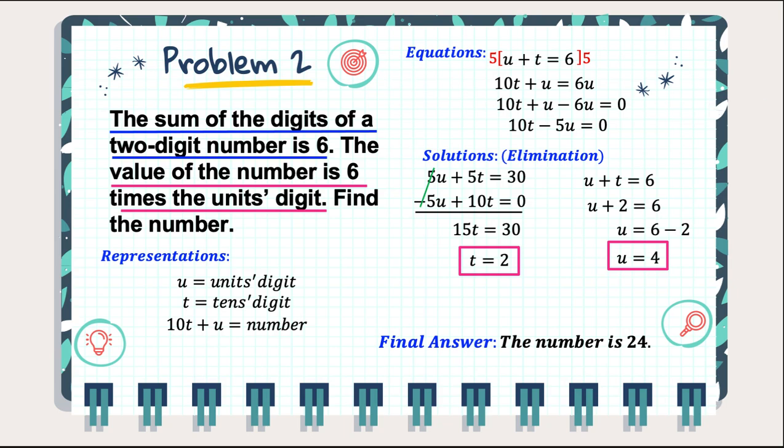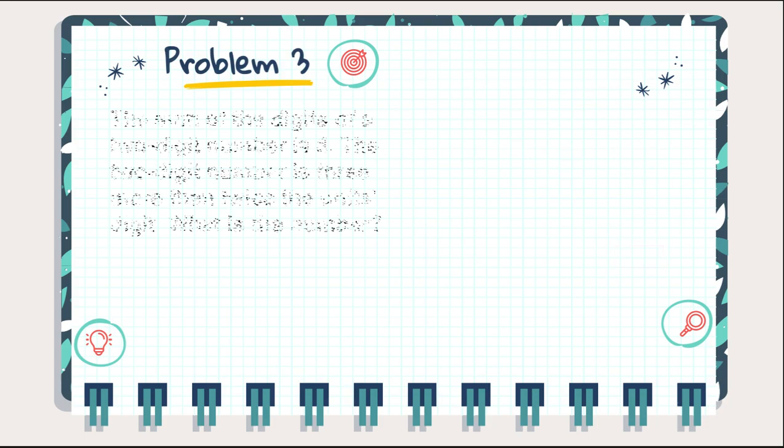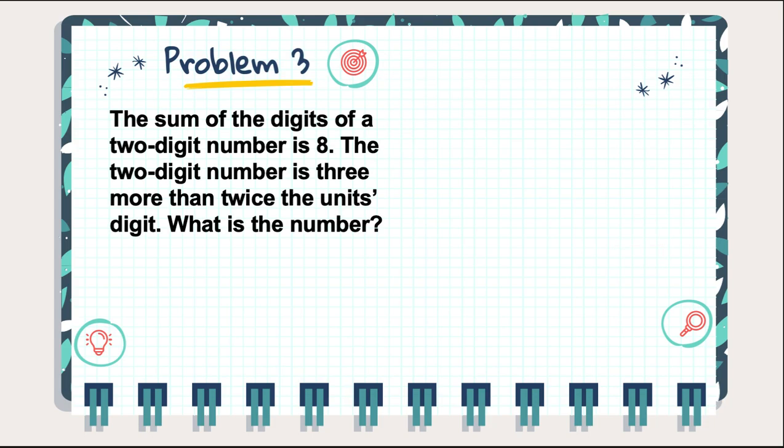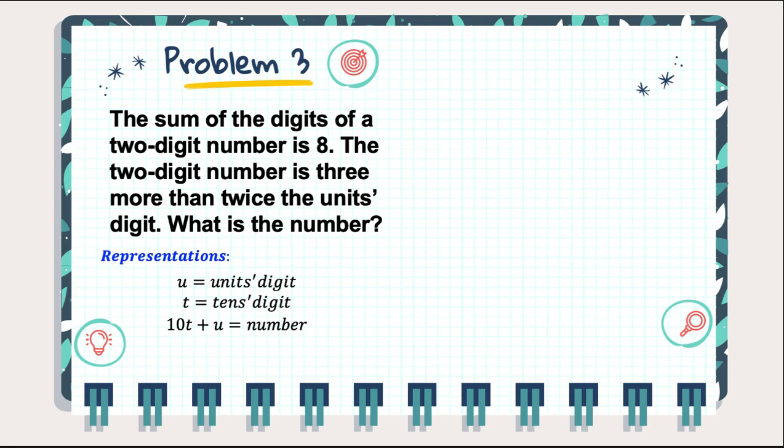Next, let us proceed to the third example. The sum of the digits of a two-digit number is 8. The two-digit number is 3 more than twice the units digit. What is the number? For the representation, it will just be the same. Let u be the units digit, t be the tens digit, and 10t plus u will be the number. For the equations, actually it is almost the same as our previous example, problem number 2, so it will be easy.